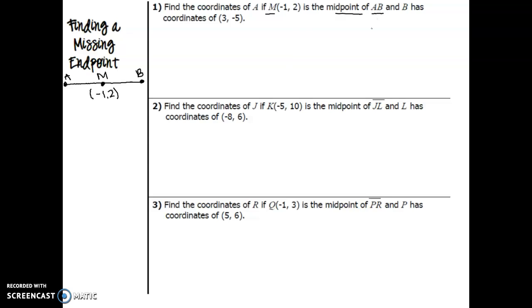Then it says B has coordinates of 3, -5. So we'll do that here. And then we are trying to find the coordinates of A. Anytime you're trying to find one of these coordinates, I want you guys to label those x1, y1, because we don't know them. Then these can be x2, y2. And our midpoint, that is the x and the y coordinate.